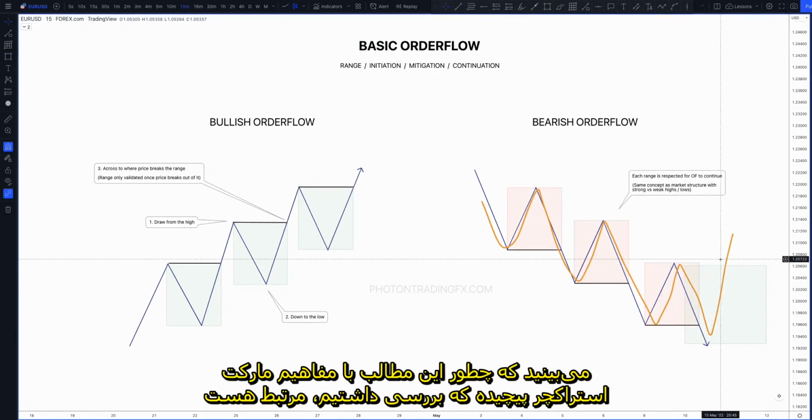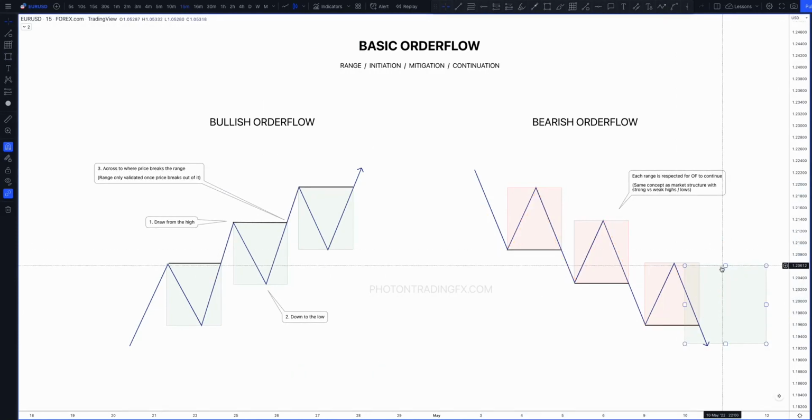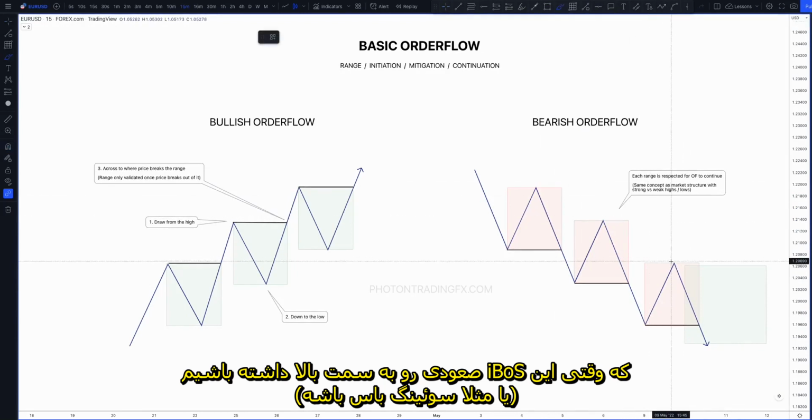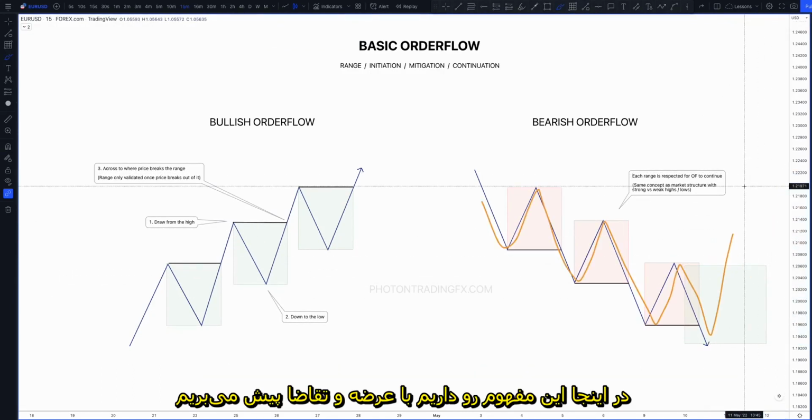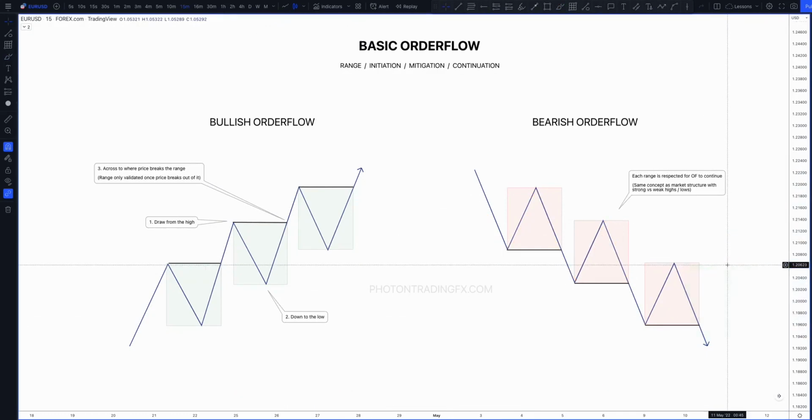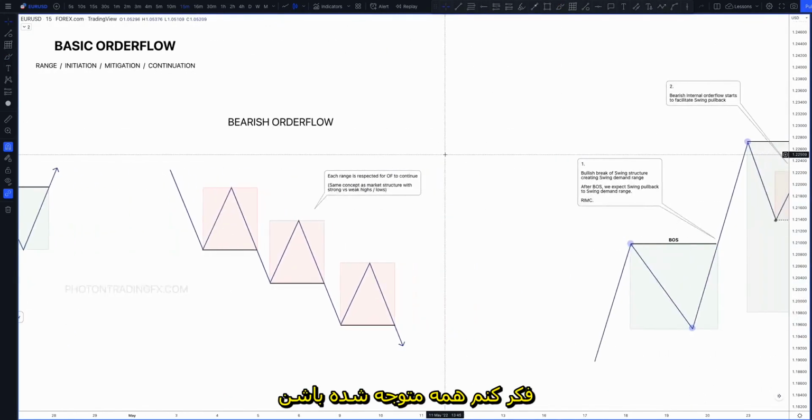You can see how this relates to the previous thing we were looking at in advanced market structure, whereby once we get that bullish IBOS to the upside, or it could obviously be a swing BOS, whatever you want to use, then we would expect that bullish order flow to continue until it doesn't. It's the exact same thing here, but we're just visualizing it with supply and demand. Okay, cool. I think we should all be getting that.